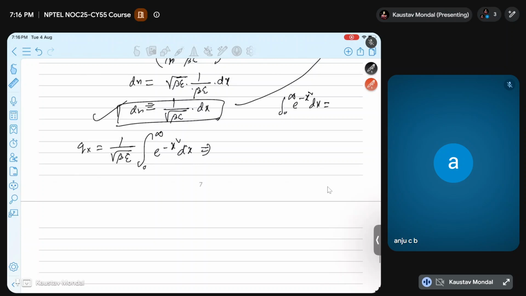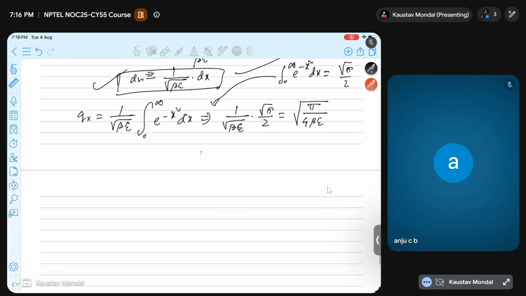So this is a very standard integration. It has a fixed, known value, which is root pi by 2. Okay. So this result we will use here. This is a very standard result. So it will now become 1 by root beta e into root pi by 2. It will give you root of pi by 4 beta e. Okay.